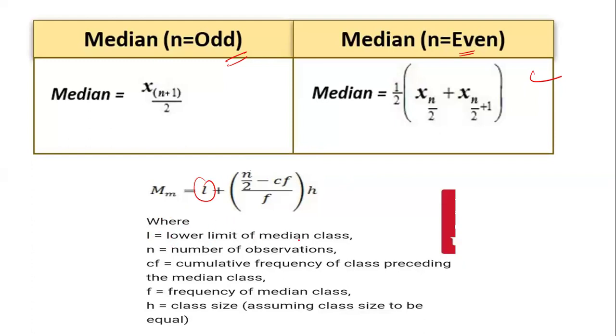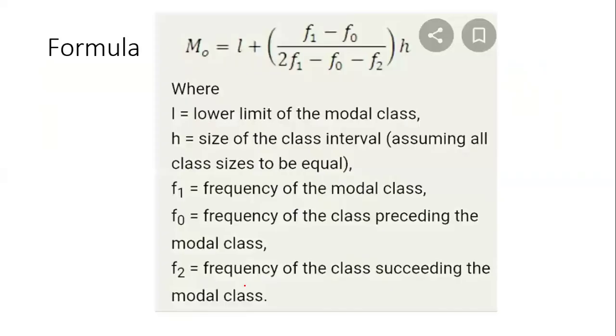Here you can see L is the lower limit of the median class. N is the number of observations. C is the cumulative frequency of the class preceding the median class. F is the frequency of the median class. H is the class size.